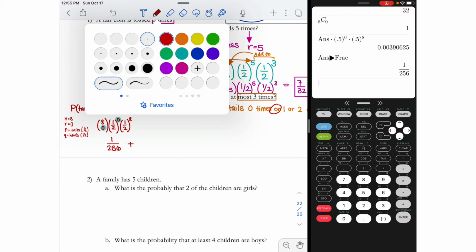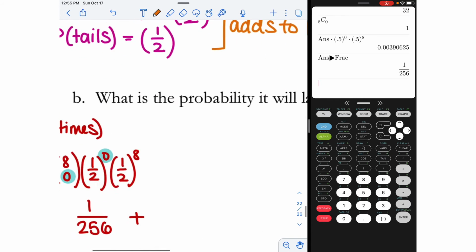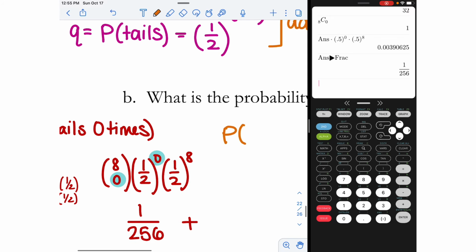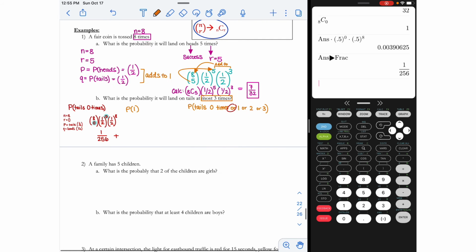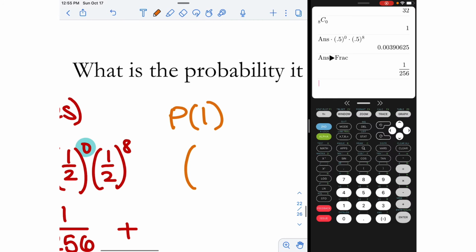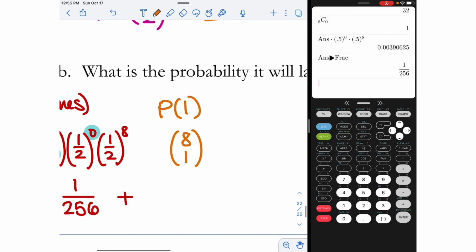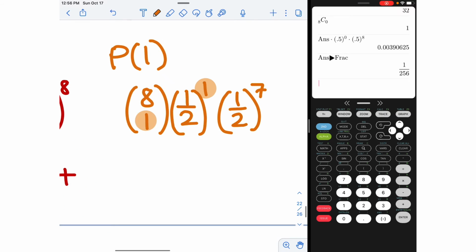Okay, let's try the next one. So that was the probability of 0 times. What's the probability I get tails 1 time? So we're still flipping 8 times. This time I get tails once. So 1/2 is the probability I get tails to the first. These need to match. And then 1/2 to the 7th, because 7 and 1 adds to 8. All right, let's calculate it.